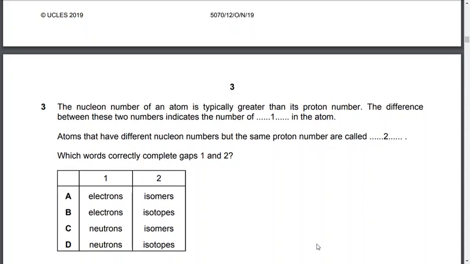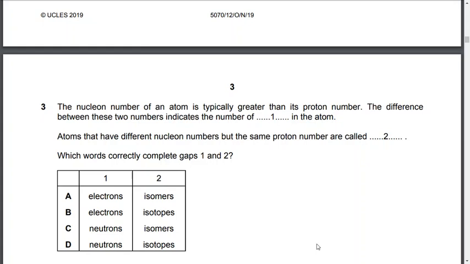Moving over to question number 3, the nucleon number of an atom is typically greater than its proton number. The difference between these two numbers indicates the number of 1 in the atom. Atoms that have different nucleon numbers but the same proton numbers are called. Which word correctly completes gaps 1 and 2?